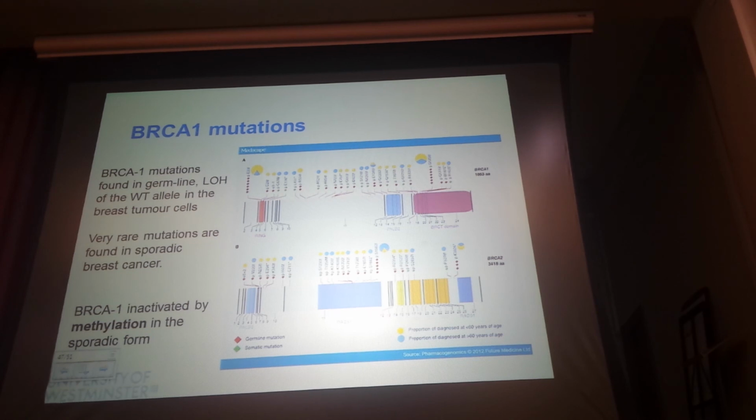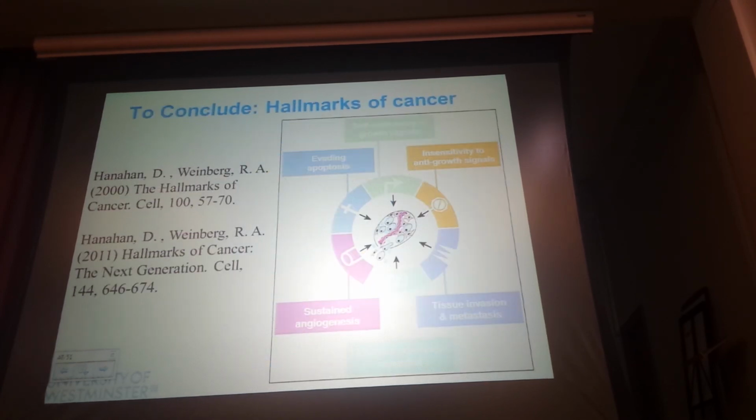There are very rare mutations found in sporadic cancer, and actually it's not found in breast cancer, it's found in ovarian cancer. But BRCA1, interestingly, can also be involved in sporadic breast cancer, but it won't be by classic mutation, it will be by epigenetics. So it's going to be methylation of BRCA1, which will play a role in sporadic breast cancer.